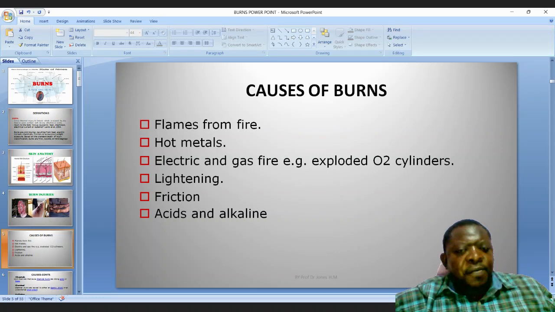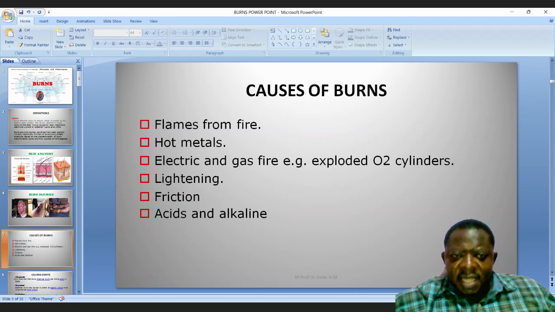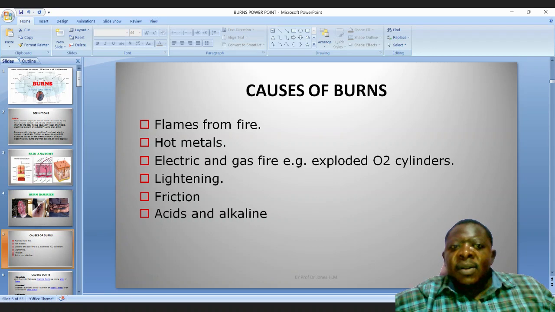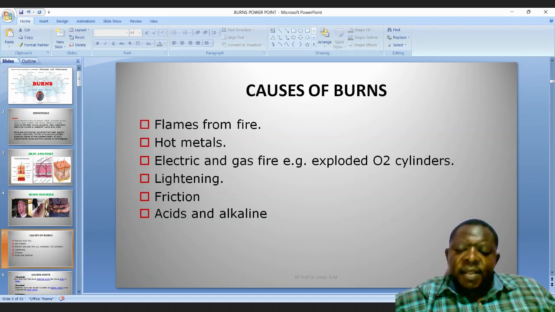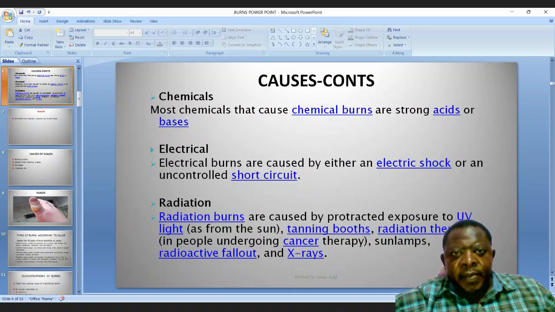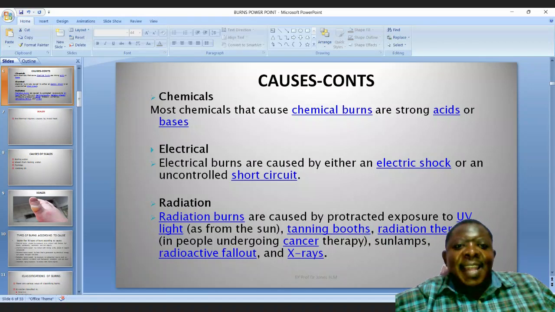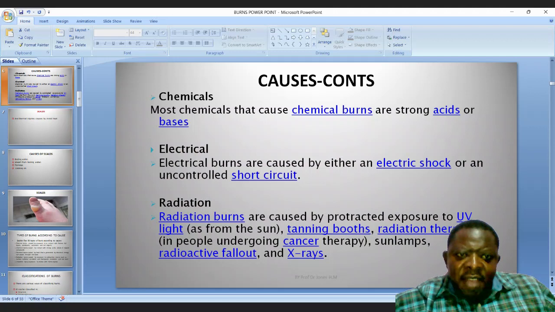So from this, let us now talk about causes of burns. From our definition, we said burns can be caused by heat, chemicals, and the like. So we are appreciating these causes separately. Burns can be caused by flames from a fire, hot metals, electric and gas fires, lightning, friction, and acids and alkalis. These causes can be categorized as chemical, electrical, radiation, and the like.